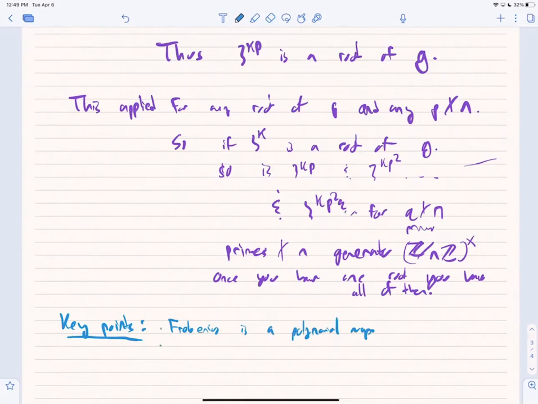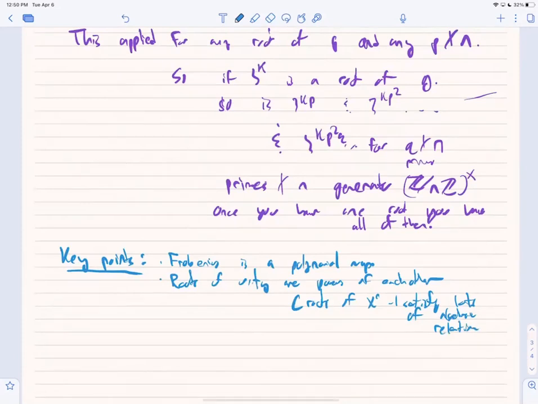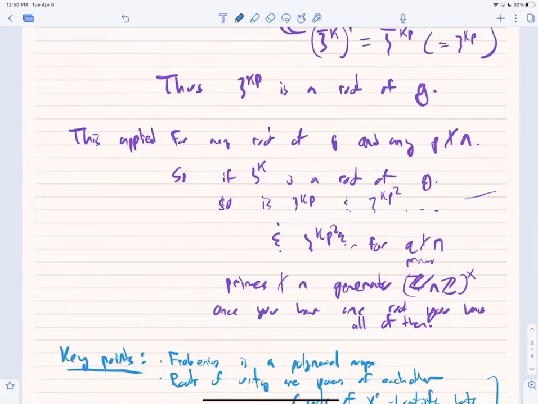And then the point that roots of unity are powers of each other. In other words, the roots of x to the n minus 1 satisfy lots of algebraic relations. So these are the two things that make this work. And you can just imagine trying to run this argument.